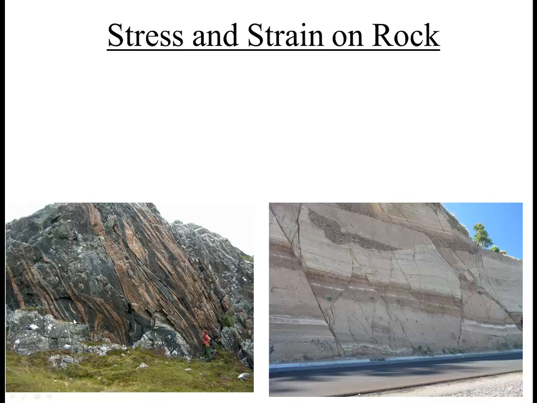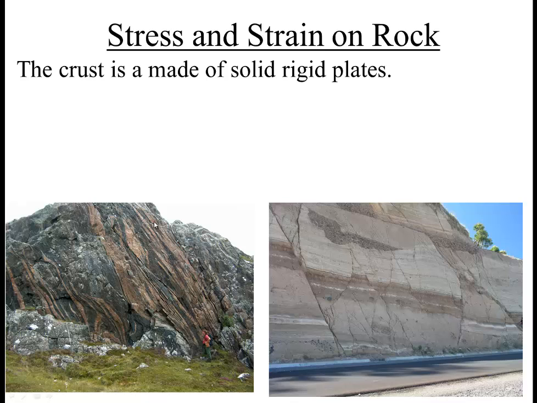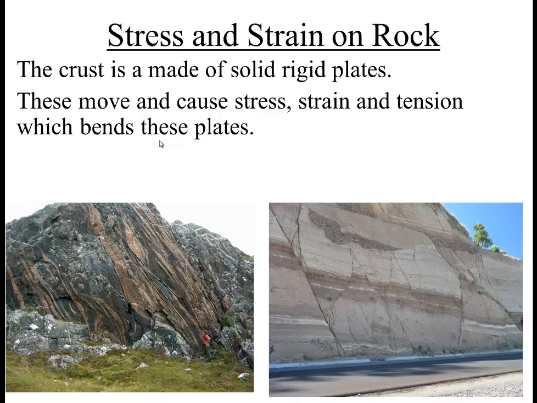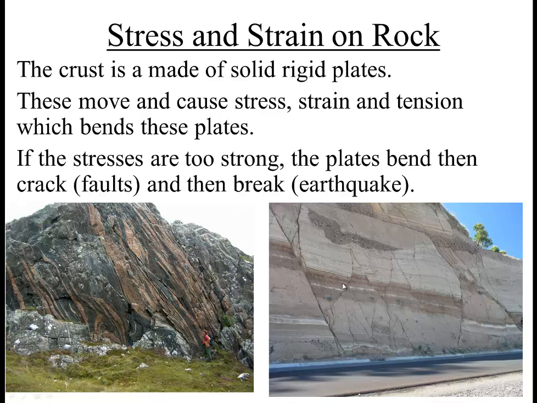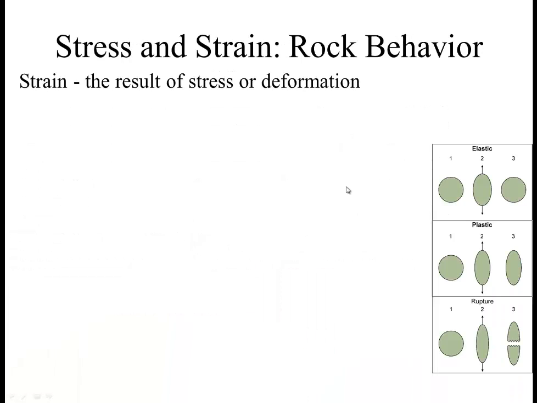Stress and strain on the rock. Crust is made of solid, rigid plates. These move and cause stress, strain, and tension, which bends the plates. We talked about metamorphic rock before, and then we're also talking about this rock. This is a normal fault. This is caused by tension, where this plate is being pulled apart from this plate and causing a slide down. If the stress is too strong, the plates will bend, and then eventually they'll break, cracking along the fault, and this is what causes the earthquake.